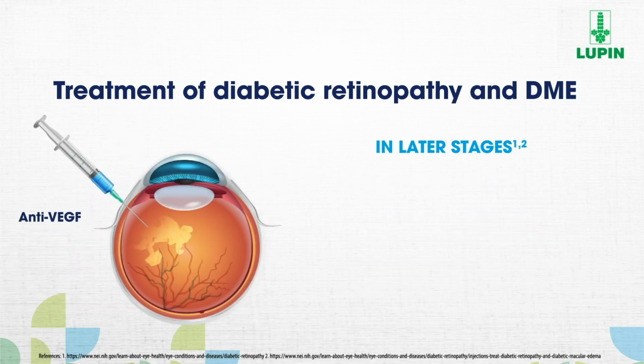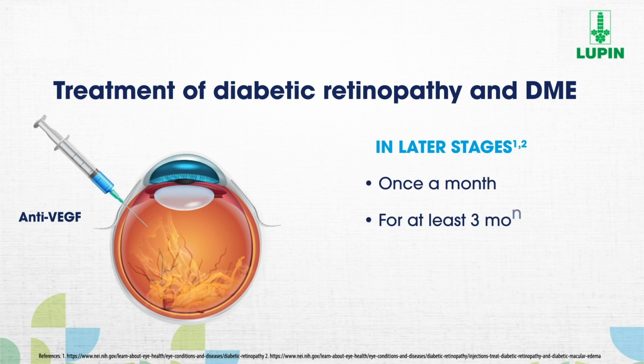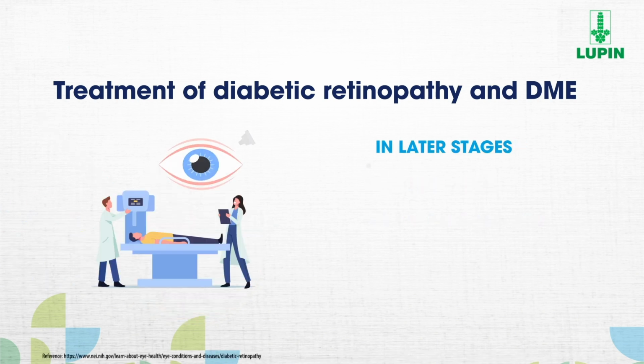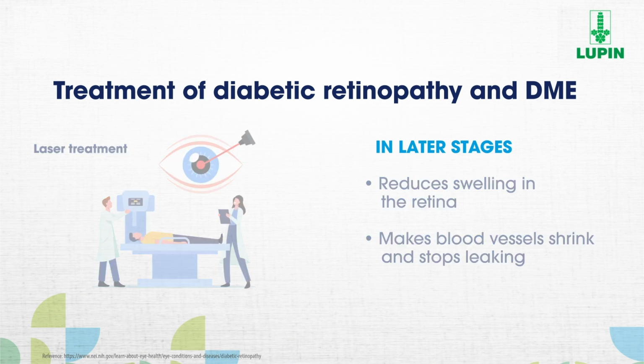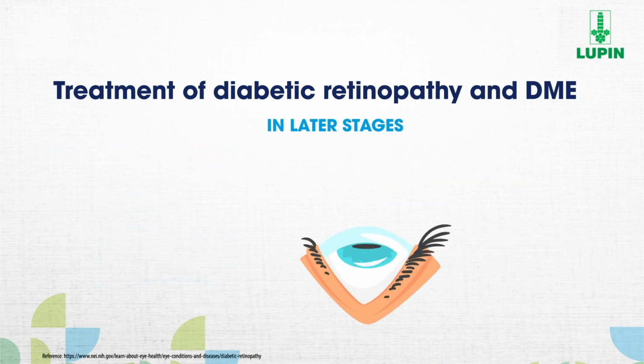Treatment with anti-VEGF drugs can slow down or reverse diabetic retinopathy. Most people who get anti-VEGF injections will need injections once a month for at least the first 3 months. To reduce swelling in your retina, eye doctors can use lasers to make the blood vessels shrink and stop leaking. If your retina is bleeding a lot or you have a lot of scars in your eye, your doctor may recommend a type of surgery called a vitrectomy.